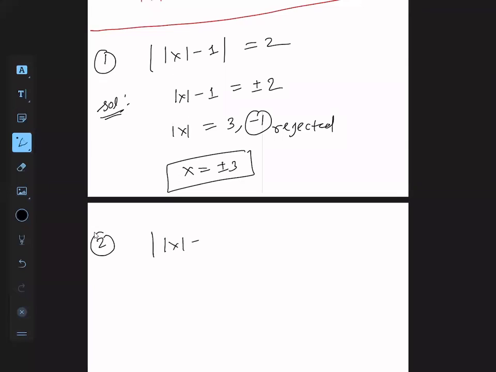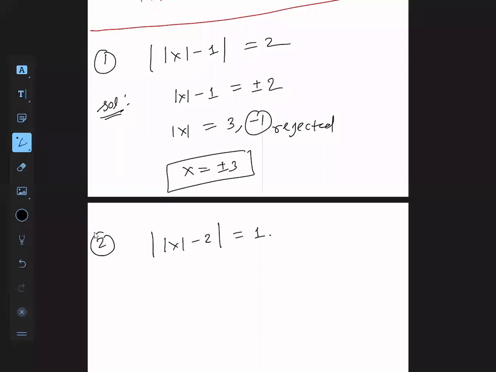Now solve this problem. So have you understood the first point? First problem, have you understood? Why is minus 1 rejected? Because modulus cannot be negative. So mod x is equal to minus 1, that's why it is rejected, because modulus cannot be negative.